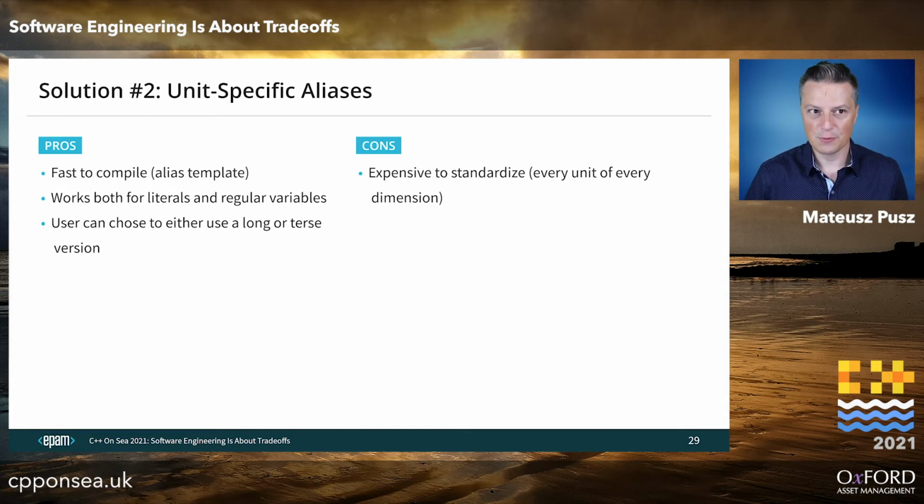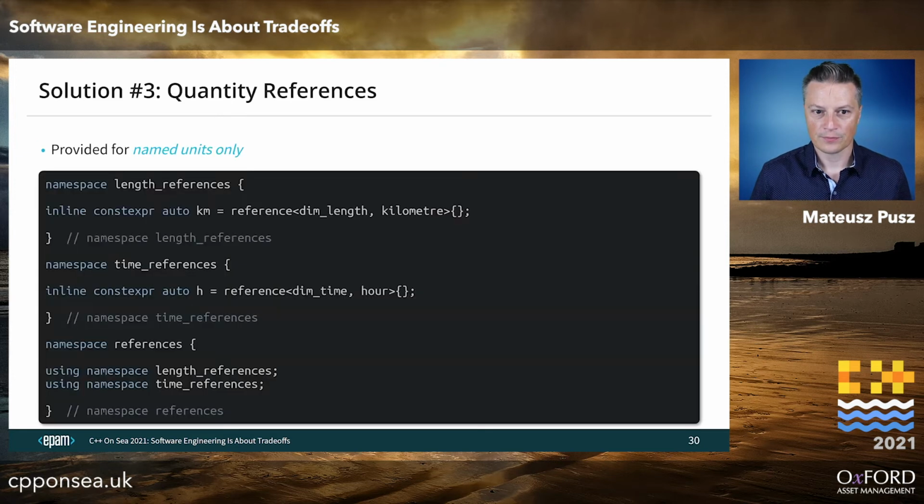Okay, so let's move to solution 3. Solution 3 is provided for named units only. So only for those that have their own name, like kilometer, like hour, but we don't have to, for example, provide a unit for kilometer per hour because it will be able to be constructed on the fly, as I will show you on the next slide.